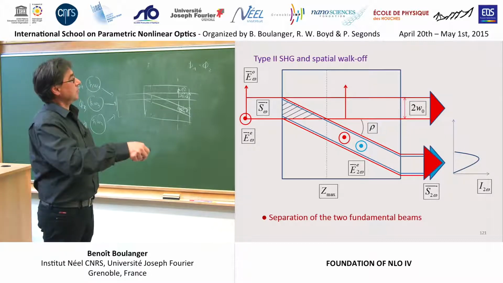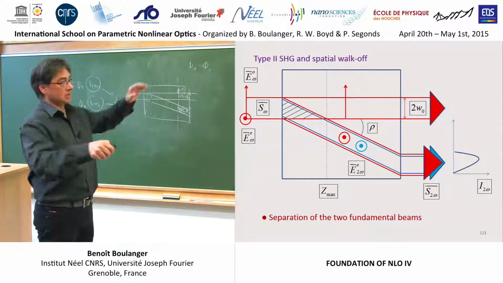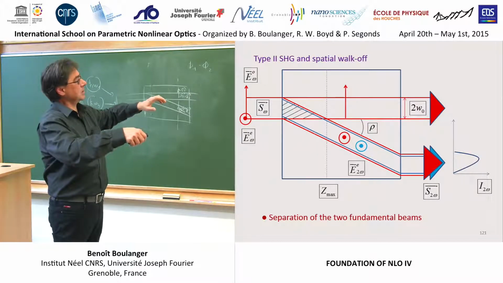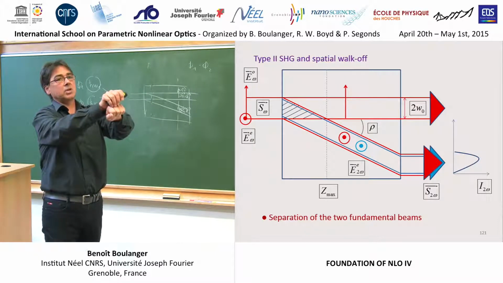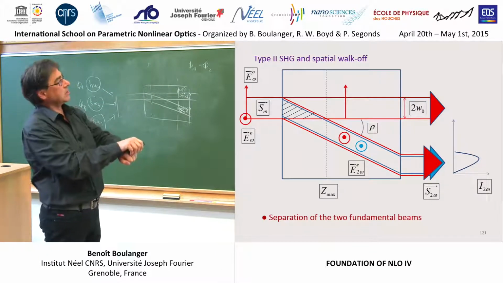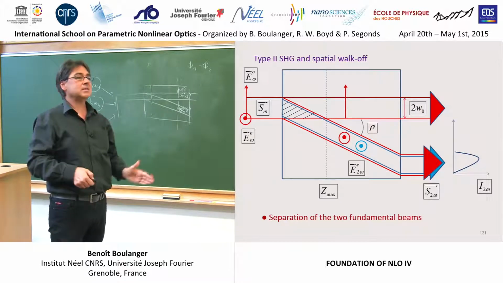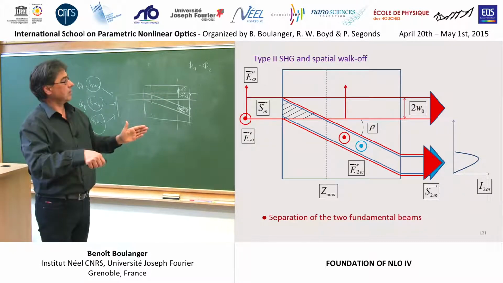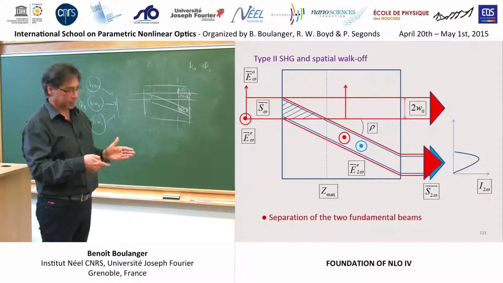So if you are somewhere here, the photons cannot speak, so the medium cannot take one ordinary photon here and one extraordinary photon here to give rise to an extraordinary photon at 2 omega. So it means that the process stops from Zmax. You have a saturation of the process.